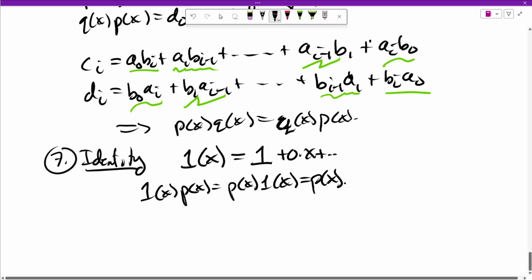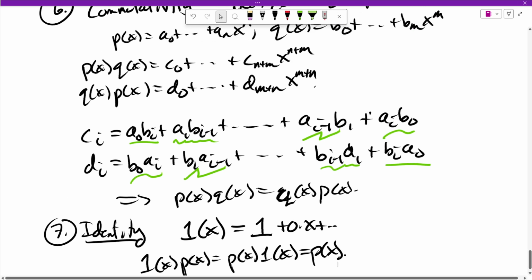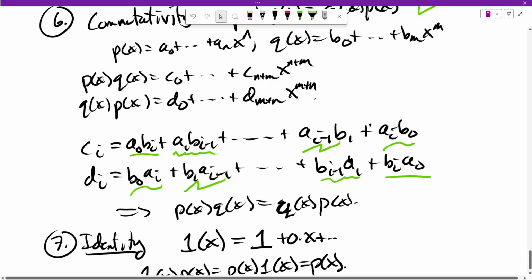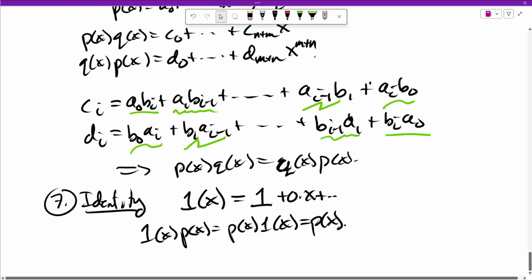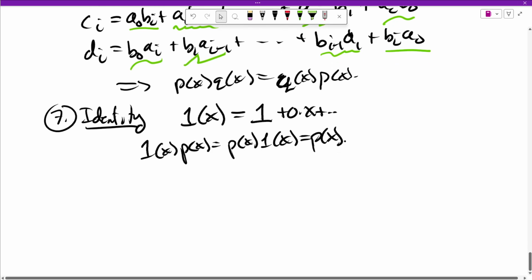If you look at the second guy, 1 would play the role of q, for example. So that's p times q. It's this product. The polynomial 1 has degree 0, so you just go out to Cn, and the only non-zero coefficient, the only non-zero b, is b0, and b0 is a 1. So all of these other terms go away if you use q equals 1, and you're just left with ai times 1, which is just ai. So ci is equal to ai. That's not too hard to check. This is also true.